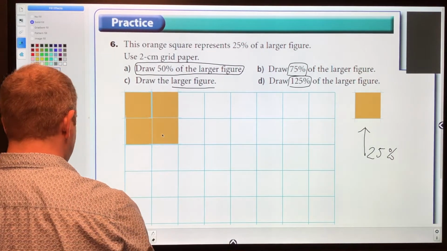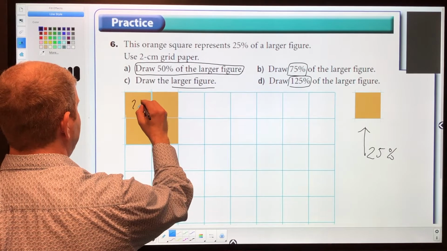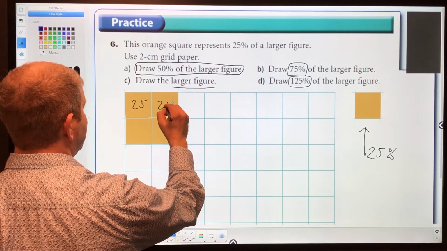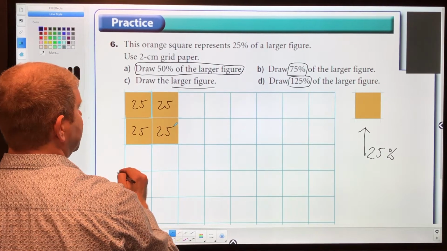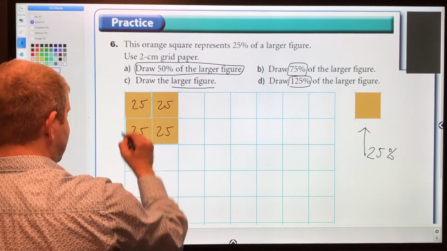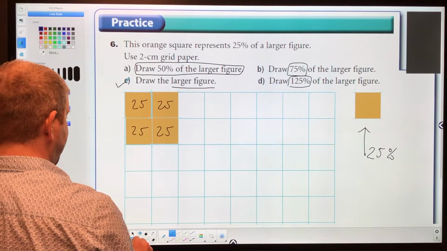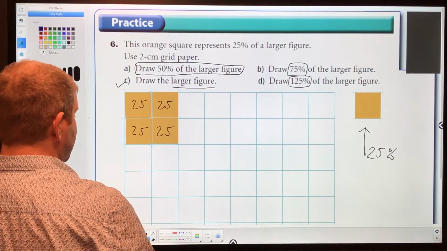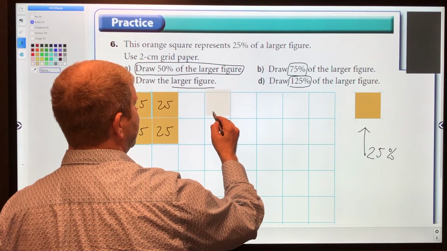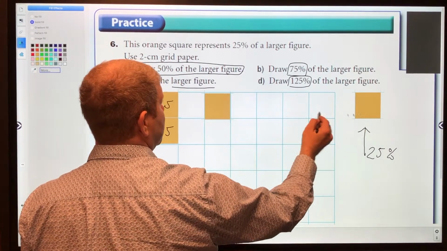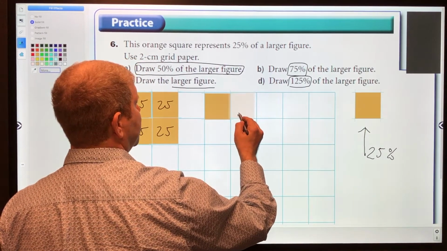And I can write that on there just so that I remember 25. Each of these is 25%. And that way I know I hit 100%. So I've done C. There's my larger figure. So now to do 50% of the larger figure, well, I'm just going to need 2 of these. So this is A. There we go, I drew 50%.